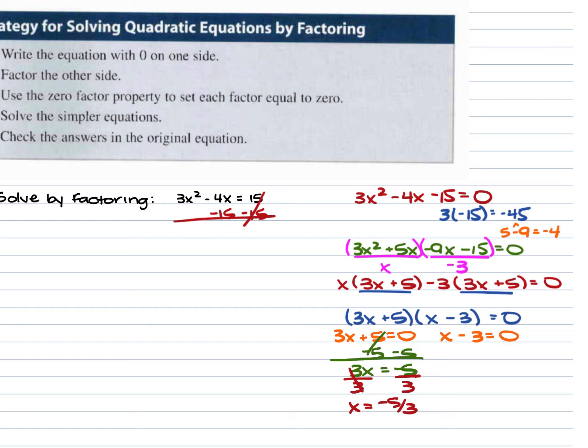For the x minus 3 is equal to 0, we add the 3 to both sides, and we get that x is equal to 3 as well. So you have 2 solutions for this one, the negative 5/3 and the 3.